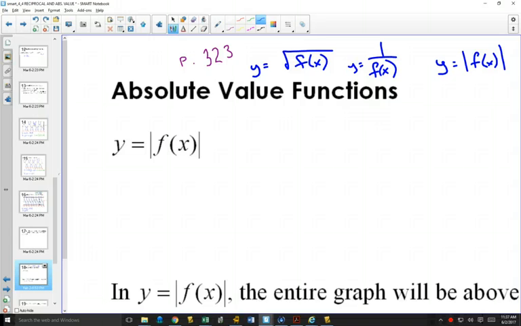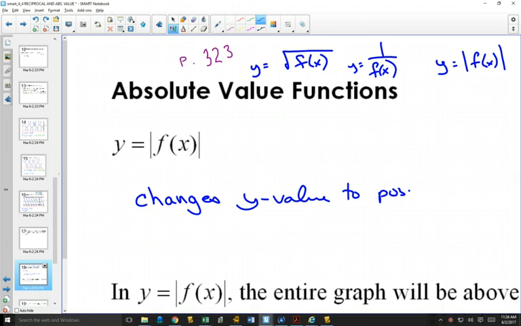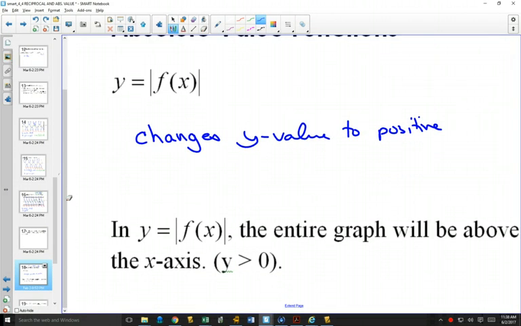Well, what does an absolute value do to a y value? It just changes your y value to positive, right? Like if you had absolute value of -3, it would be 3. If you had absolute value of 7, it's already positive, so it stays at 7. So when we're graphing the absolute value of f of x, the entire graph is going to be above the x-axis.